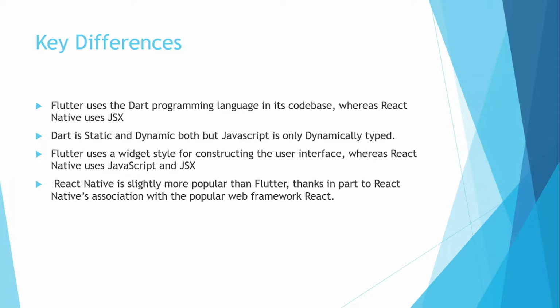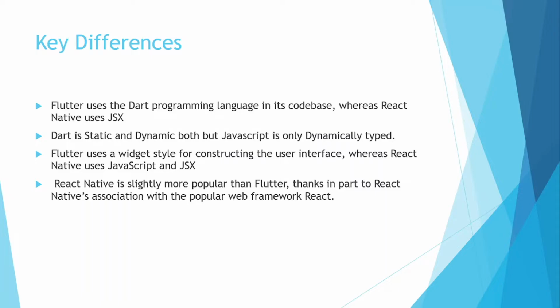So Dart is both statically typed and dynamically typed, but JavaScript is not. It is a dynamically typed language. But if you want to work with a statically typed language, you should learn TypeScript, which you can say is a superset of JavaScript. It is an advanced JavaScript which allows us to specify types. So if you want type safety, you can go with TypeScript. But for now, JavaScript is the main feature in React Native, so we cannot use types in that.